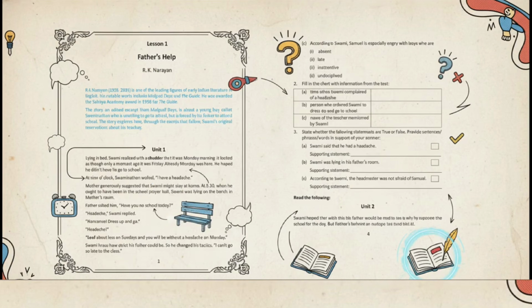And this shows you the method perfectly. See here on the left, you've got a small part from R.K. Narayan's Father's Help. And then look to the right. Right away, you have questions. And they are not just any random questions. They are about the exact sentences you just finished reading. So you read something, and then immediately you have to apply what you understood. It's a fantastic system for learning.